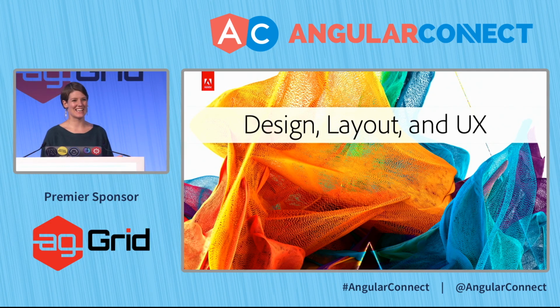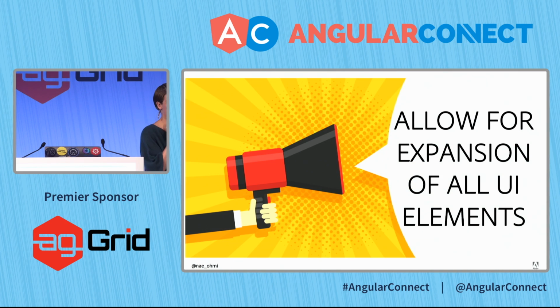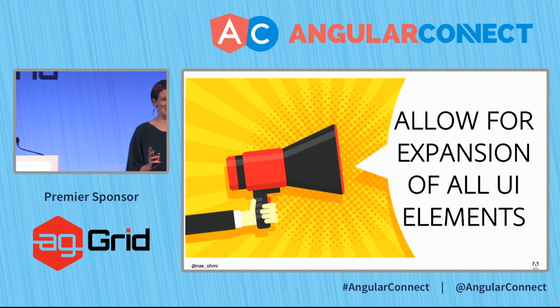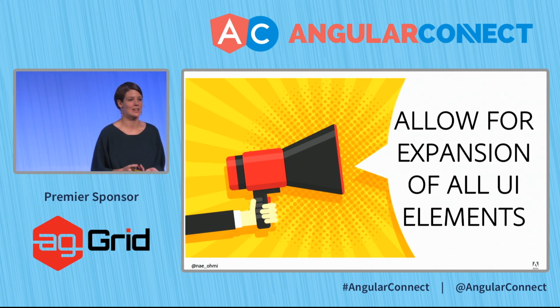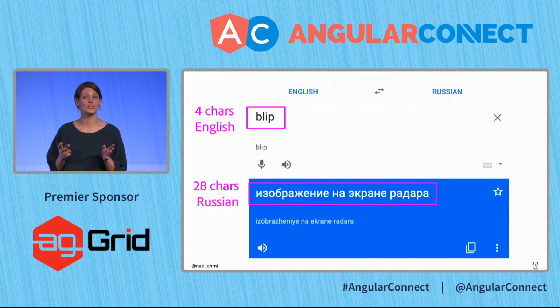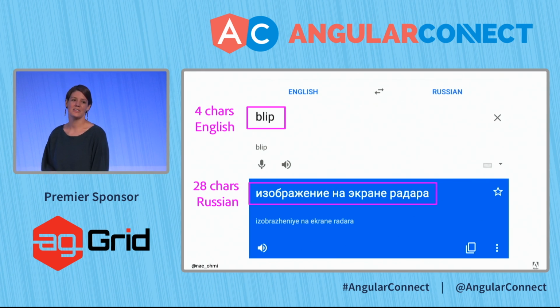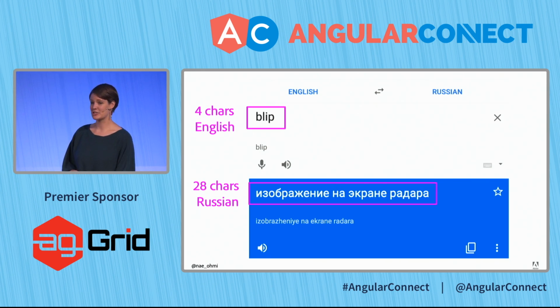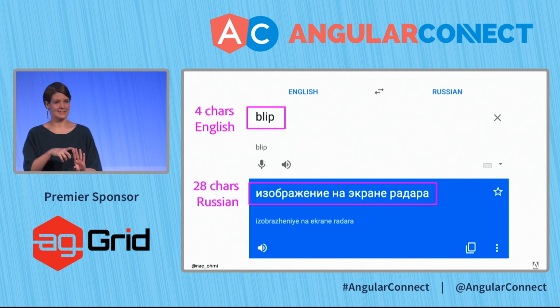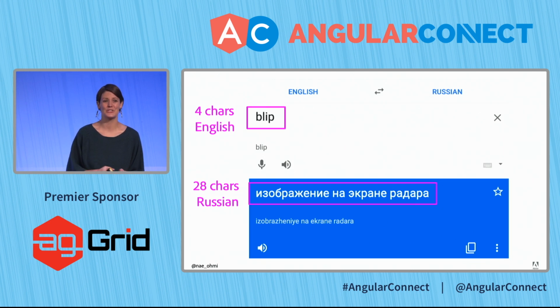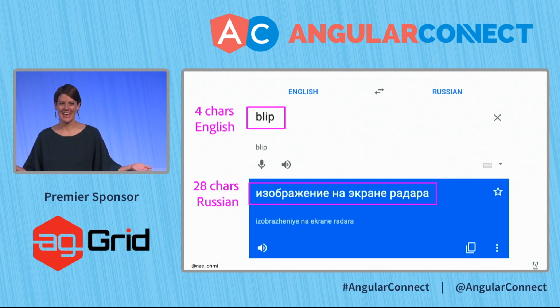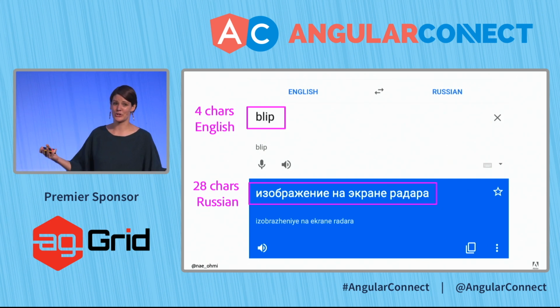Next, let's talk about design, layout, and UX. So please allow for the expansion of UI elements. This is the biggest UI bug that we find with internationalizing layouts. So here's kind of an extreme example, but I have the word blip in English. That's 4 characters, starting at the index of 1. And when I translate this word blip into Russian, it's 28 characters long. So this is really important to handle the flex of these longer strings.